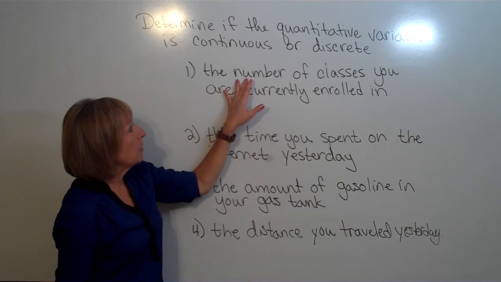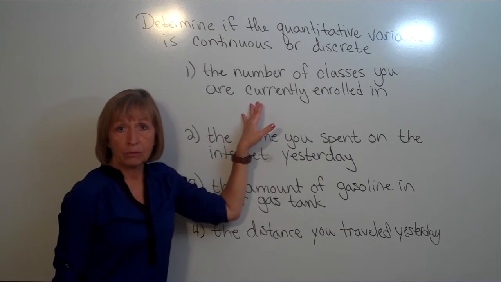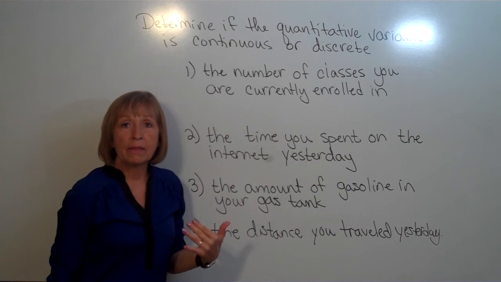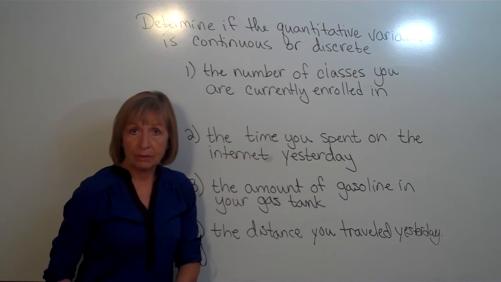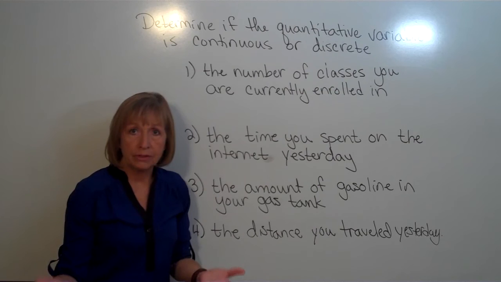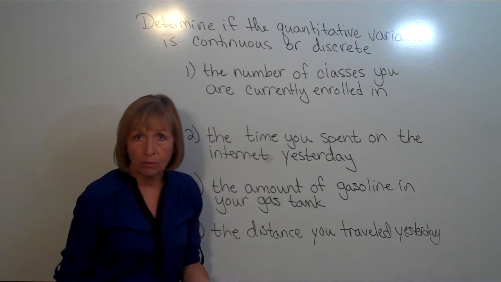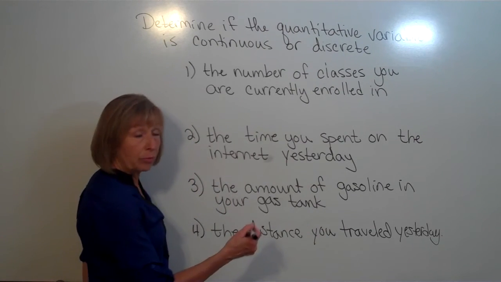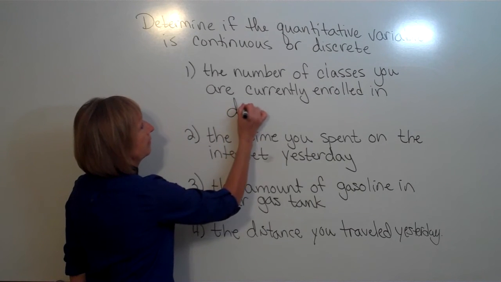So the first thing is the number of classes that you're currently enrolled in. So when you think about the number of classes that you're currently enrolled in, you can count, like on your schedule, how many classes you're enrolled in. So this is countable, so that's discrete.